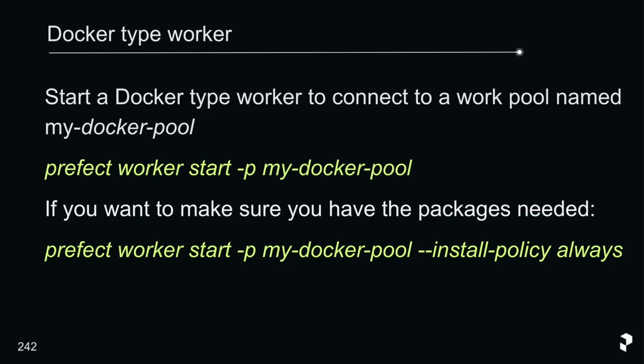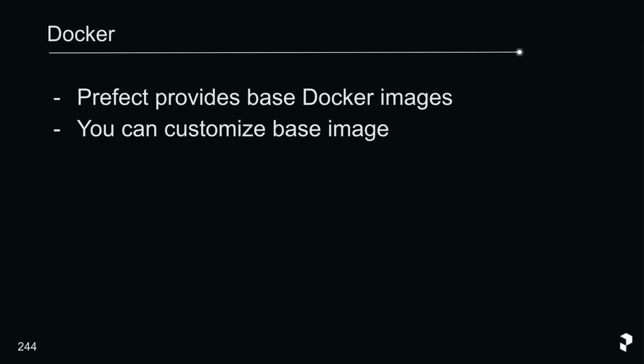Here's a bit more information concerning the Docker worker. So to start a Docker type worker to connect to a work pool, you'll need to run the command that you'll see here. So prefect worker start -p is just an abbreviation for --pool, and then you're going to pass in the name of your Docker pool. If you want to make sure that you have the packages that are necessary, make sure you run prefect worker start -p, insert work pool name here, and then --install-policy. For your convenience, Prefect provides base Docker images for you to use, and you can customize the base image.